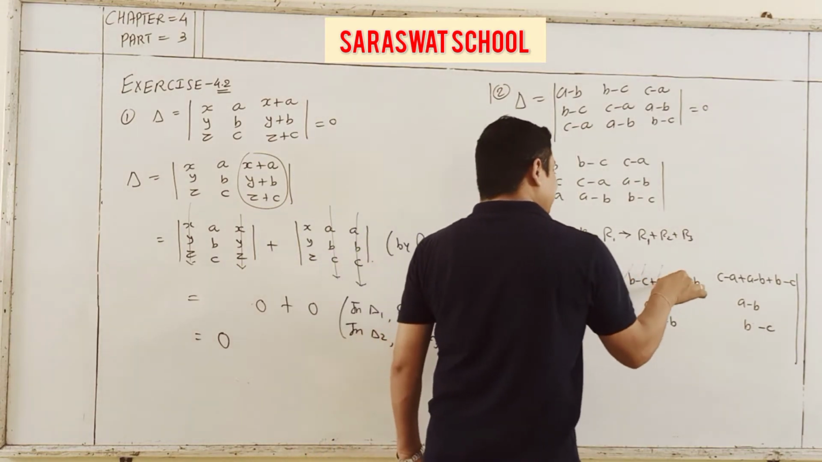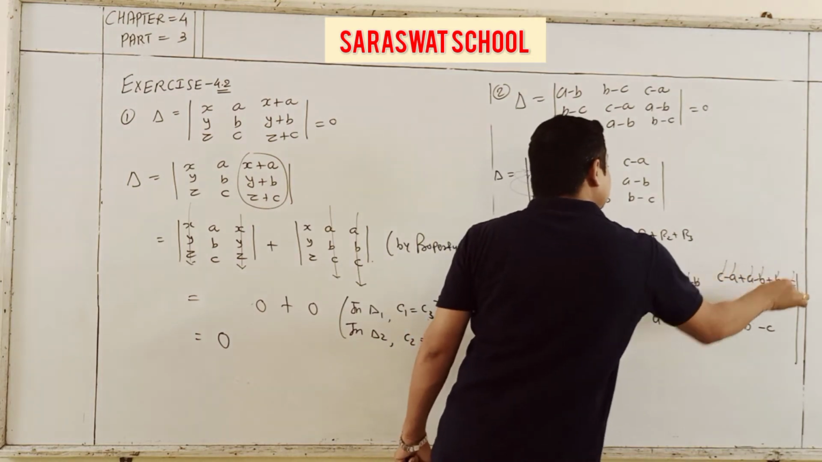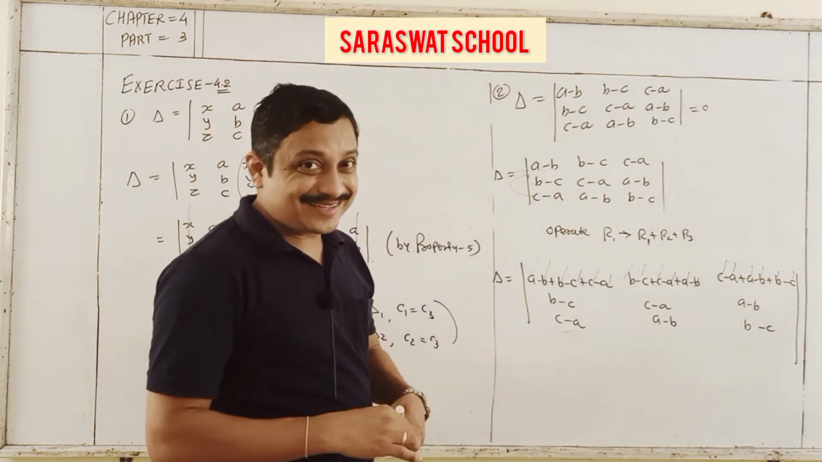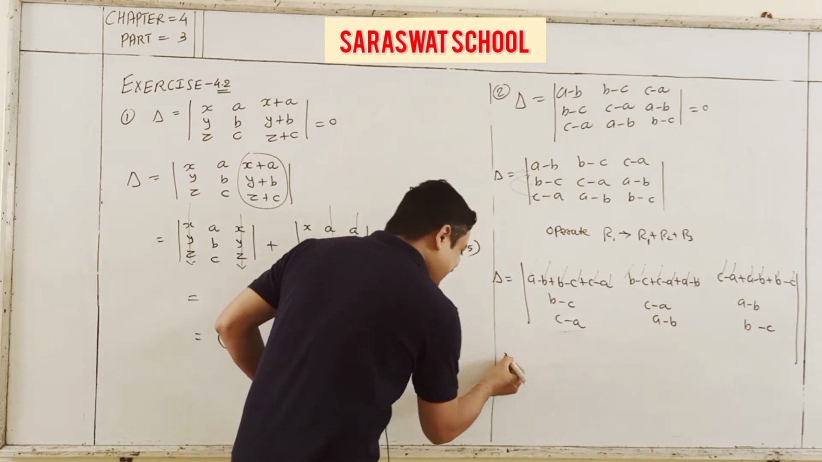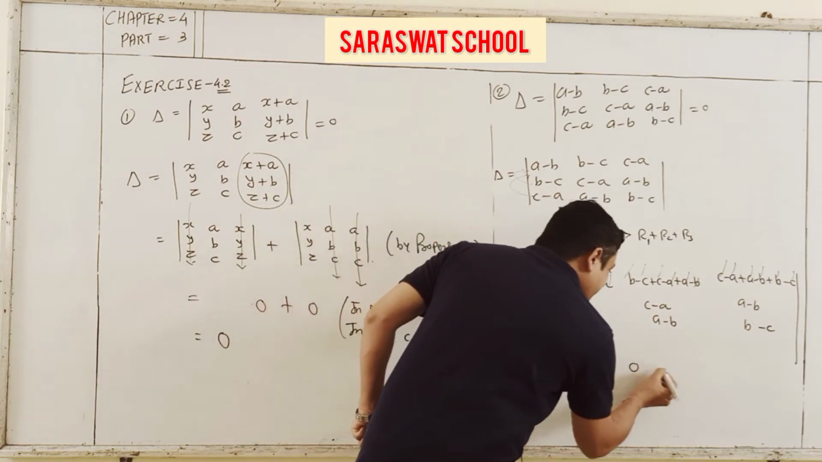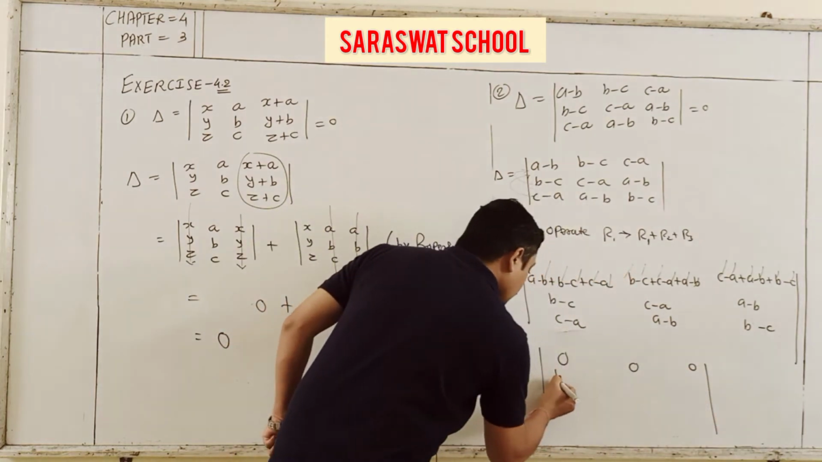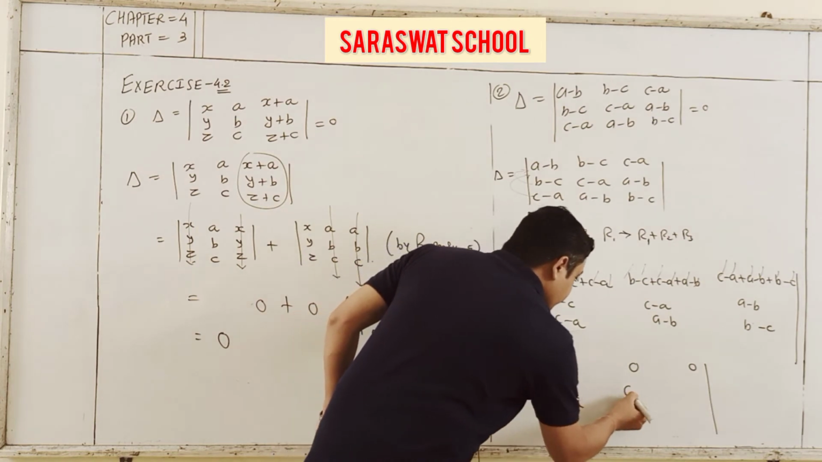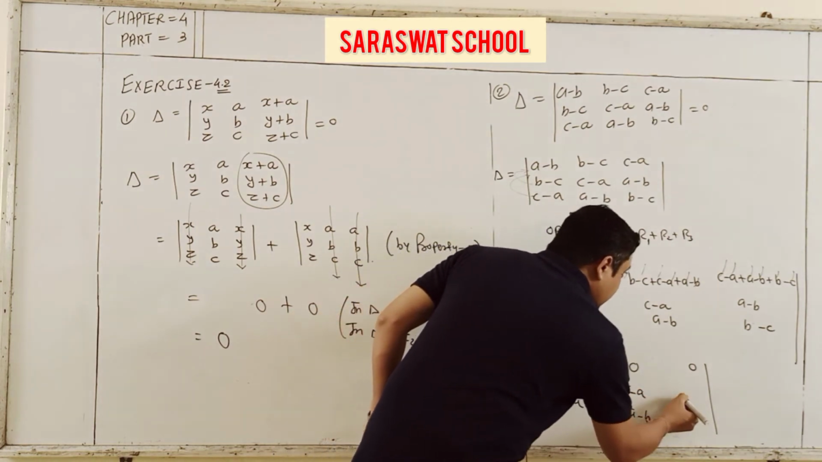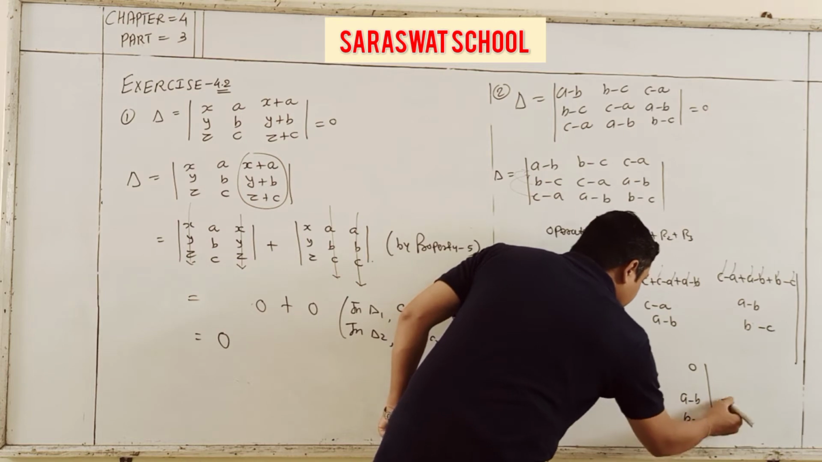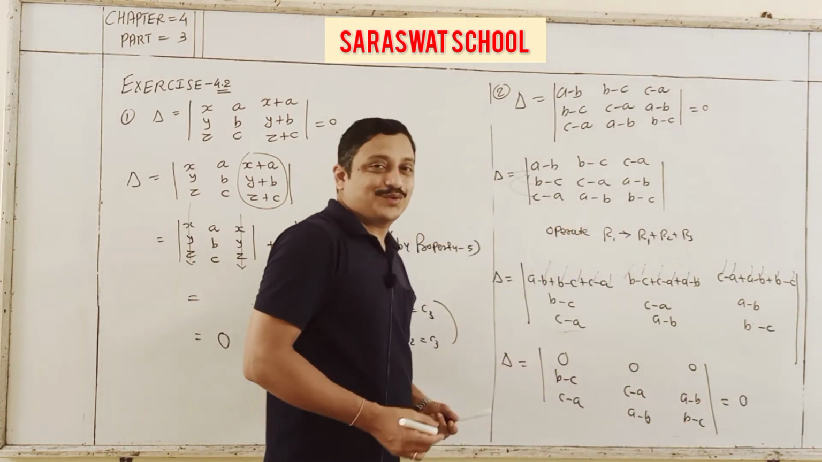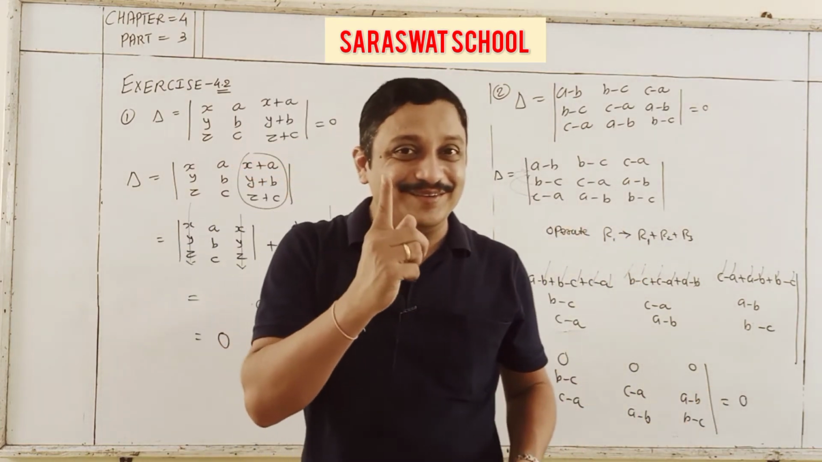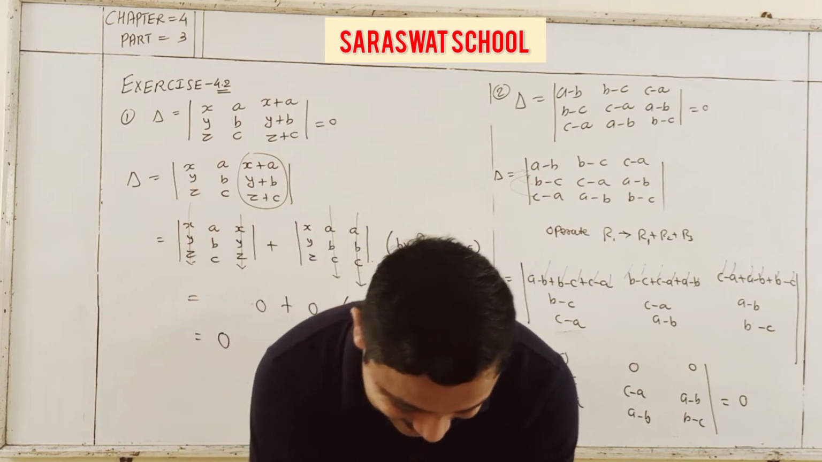As it is here also, and here also. And what to do? They become 0, 0, 0. The others stay the same. And if every element of a row or column is 0, the answer is 0.